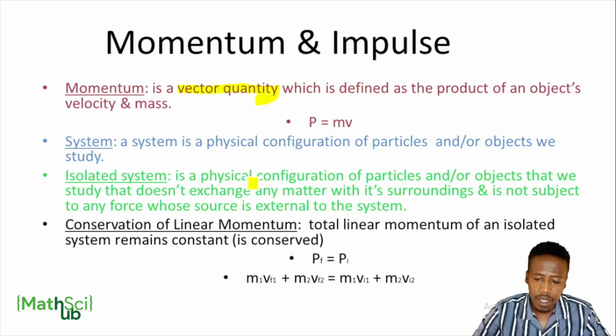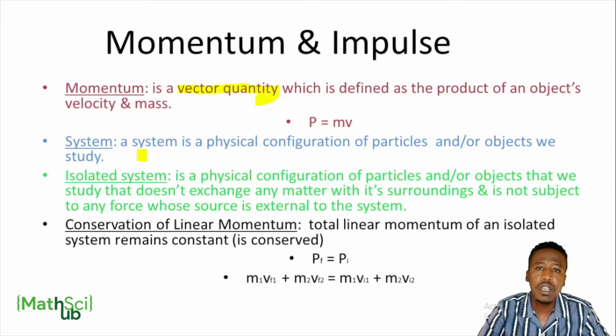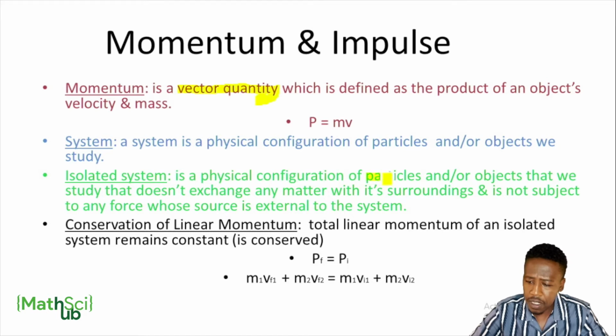Now, there is a definition also for an isolated system. We deal with a system, but then we also deal with systems that are isolated. Like I said, they have conditions, and one of those conditions is a system has to be isolated. Now, a definition of an isolated system, it says it is a physical configuration of particles and or objects. Now, when we deal with momentum, remember, it doesn't always mean you're dealing with macro objects, like big objects. It can also mean explosions and things like that, even small things. Hence it says here, it can be particles or objects.